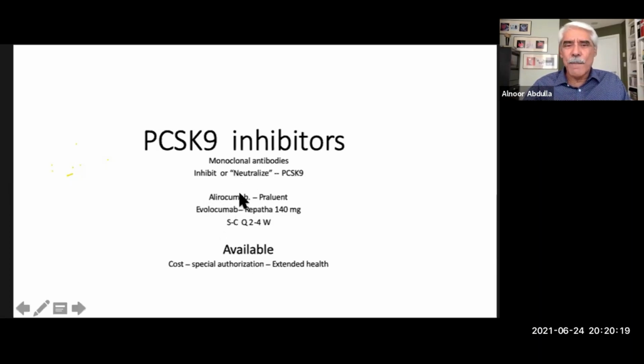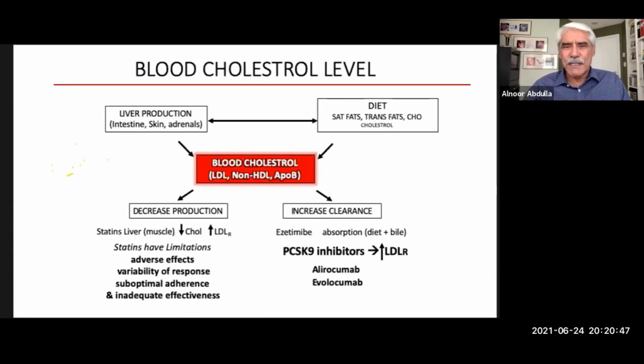Any drug that ends with a mab in oncology or any field is a monoclonal antibody. And if it has a U in front of it, it's a totally humanized, developed monoclonal antibody. So you have Praluent or Repatha. It's given as a sub-Q injection once every 2 weeks or once every 4 weeks if you take a higher dose. The cost is the big issue. You need special authorization, and it's not hard to do. And almost every patient that needs it is able to get it.